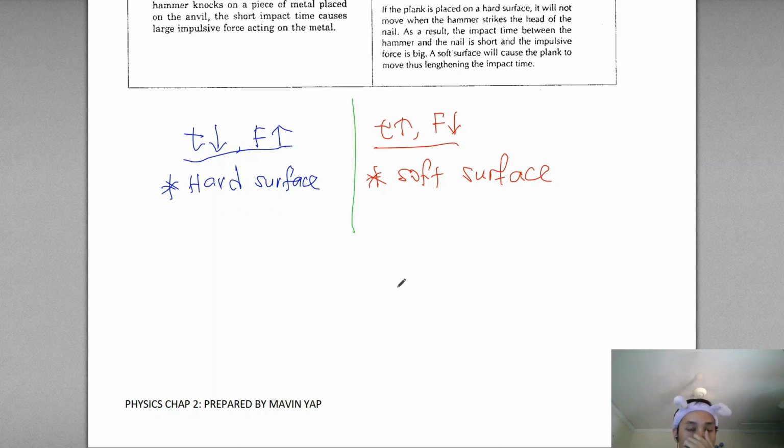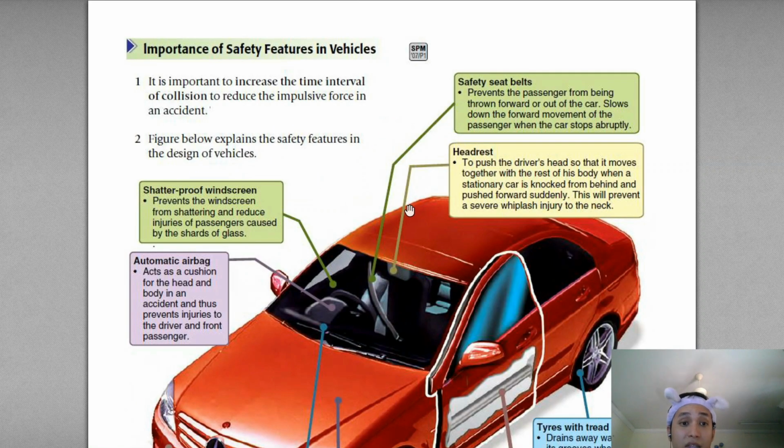Okay, so these are the two things that you must know. What type of materials will produce a larger impulsive force? Technically, a harder surface will produce a larger impulsive force. A soft surface will produce a lower impulsive force. Okay, so that is it for the impulsive force chapter.